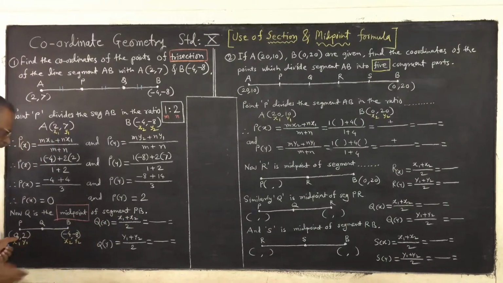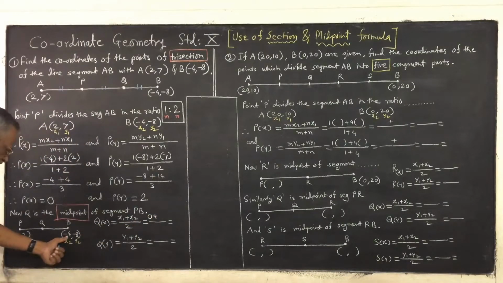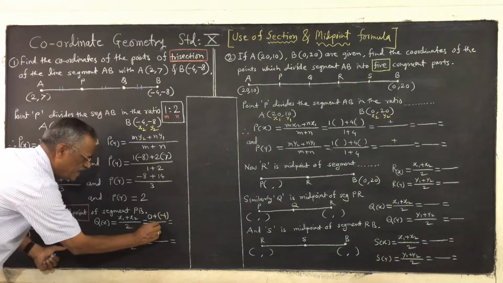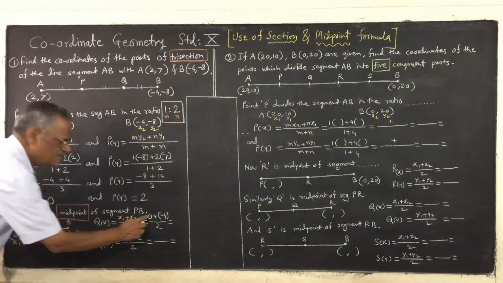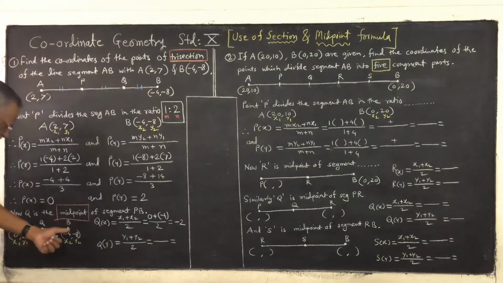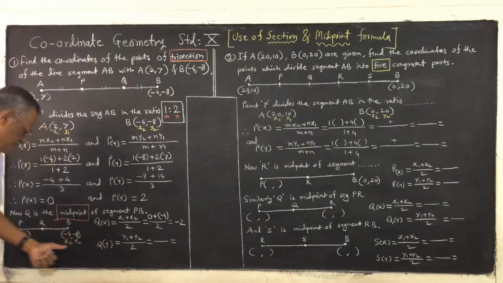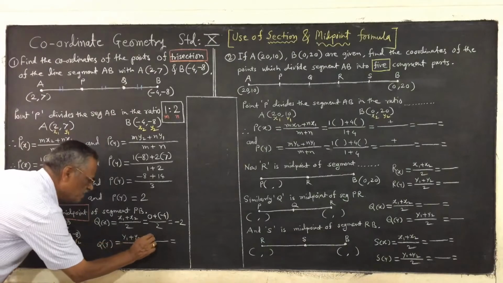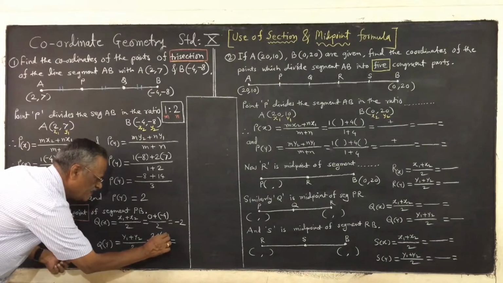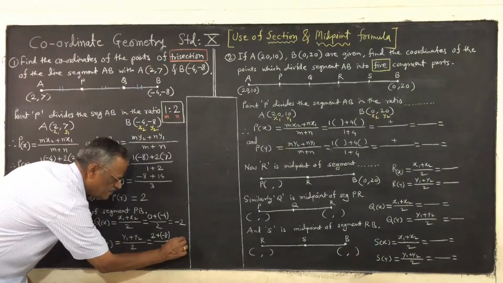So what is the value of x1 there? It is 0. Plus, what is the value of x2 there? It is -4. Divided by 2. See that result -4 upon 2. It is -2. Similarly, y coordinate of Q. y1 plus y2 upon 2. What is y1 there? 2. Plus y2 is negative 8 upon 2. Difference -6 divided by 2, -3.